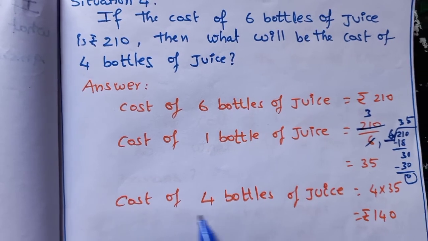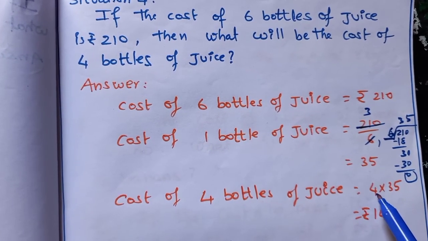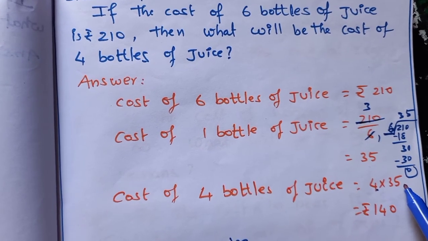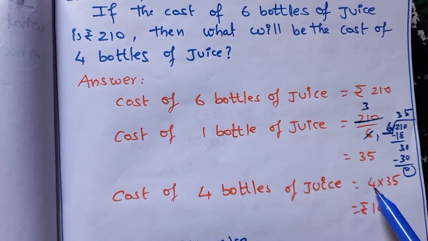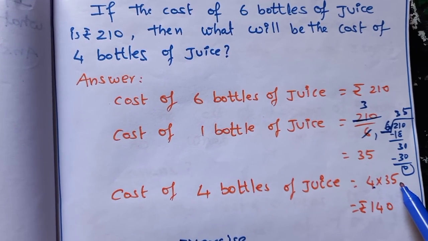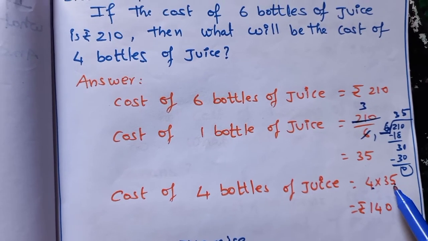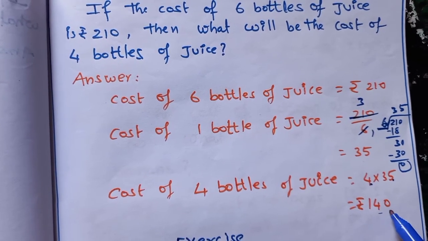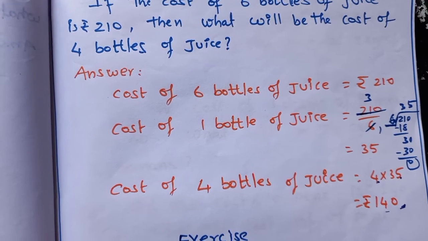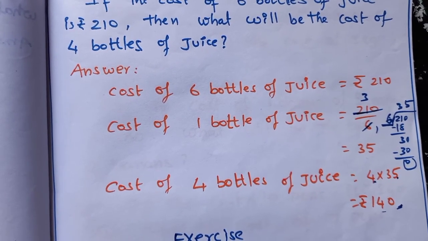Now the cost of 4 bottles of juice. Here we have to multiply 4 with the cost of 1 bottle of juice, which equals 35 rupees. 4 into 35 equals 140. Therefore the cost of 4 bottles of juice equals 140.